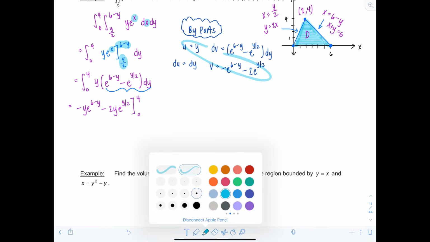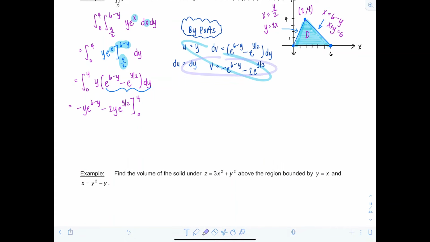And then I subtract this product here, v du, but if I'm subtracting it and they're both negative, now it's going to become positive, and then I'm going to have integral from 0 to 4 of e to the 6 minus y, don't mess with the exponents, plus 2e to the y divided by 2 dy. Okay? All right, really focus when you do this, because one little thing will just make the whole thing fall apart. Good, good, good.